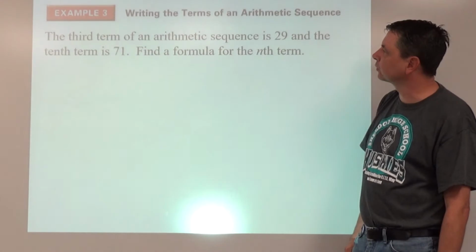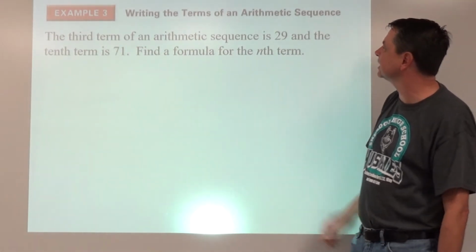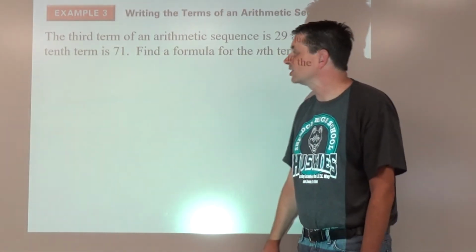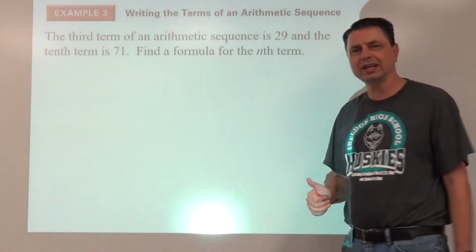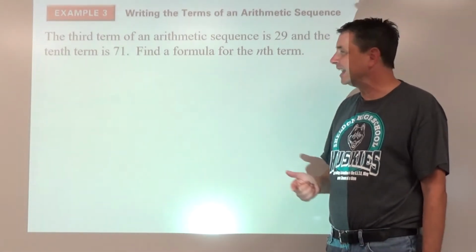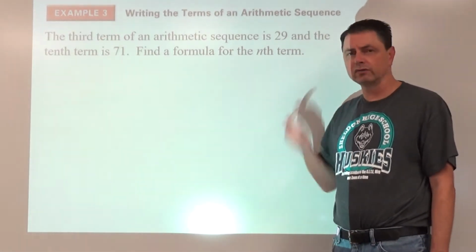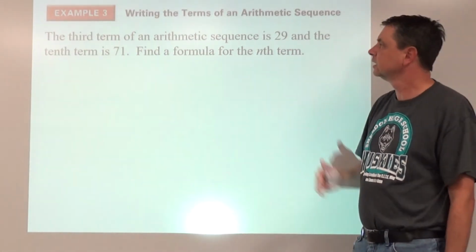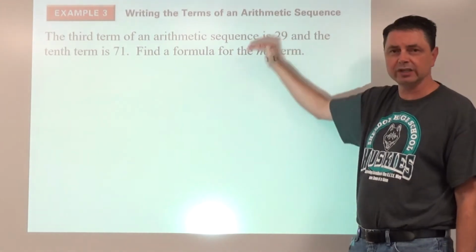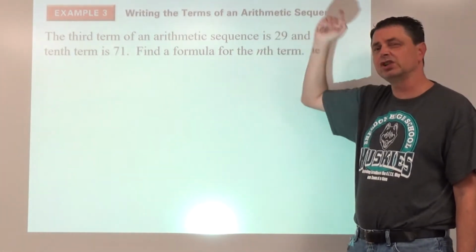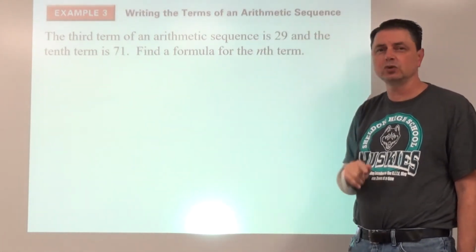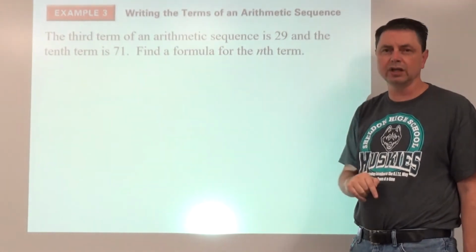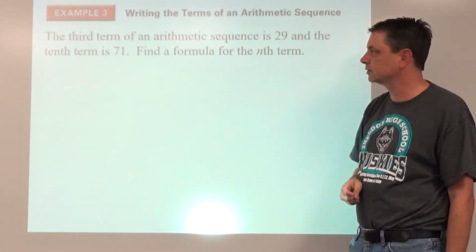And example number 3, the third term of an arithmetic sequence is 29, and the 10th term is 71. So our issue here is for our a sub n, we need to know the first term and common difference. We know neither of those things. We do have a couple different terms in there, and the terms generate equations. So we're going to generate two equations with two unknowns. That sounds like a system of equations.